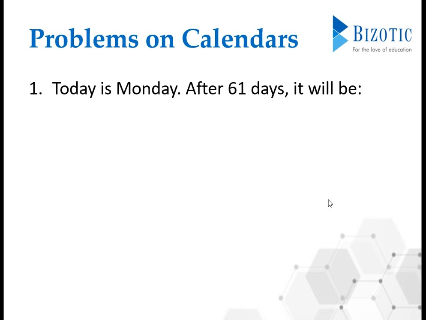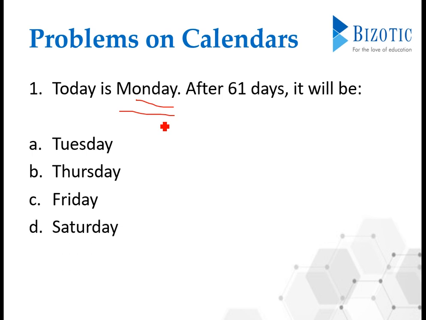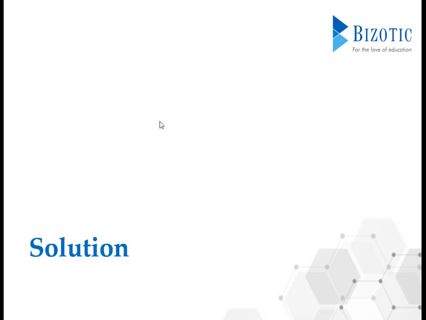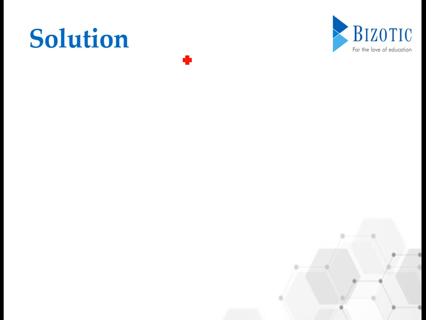Today is Monday. If today is Monday, after 61 days, which day will it be? There are two ways of approaching this kind of problem. One is with a reference and the other one is with regard to normal calendars. Anyway, we will see that as we proceed further. You have four options for this: Tuesday, Thursday, Friday and Saturday. Now let's look into the solution.